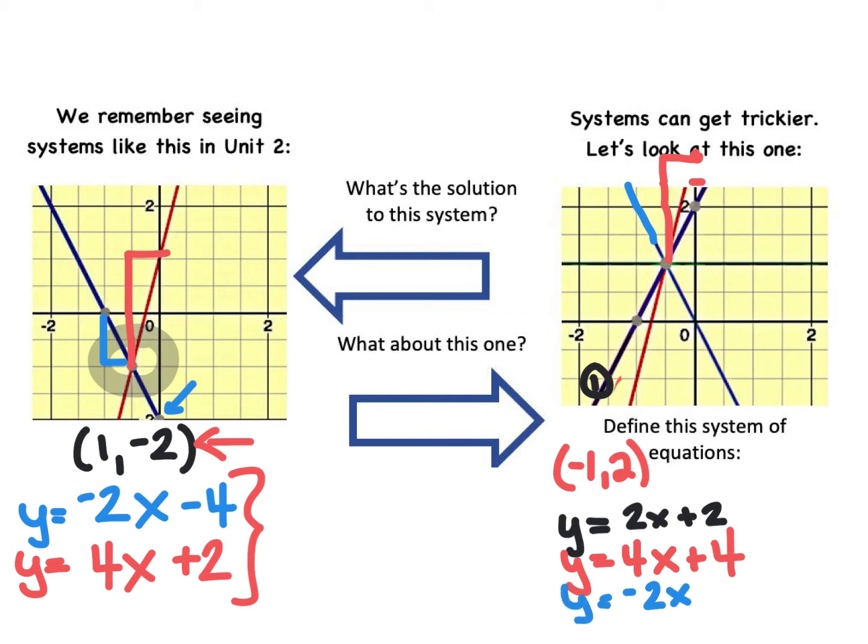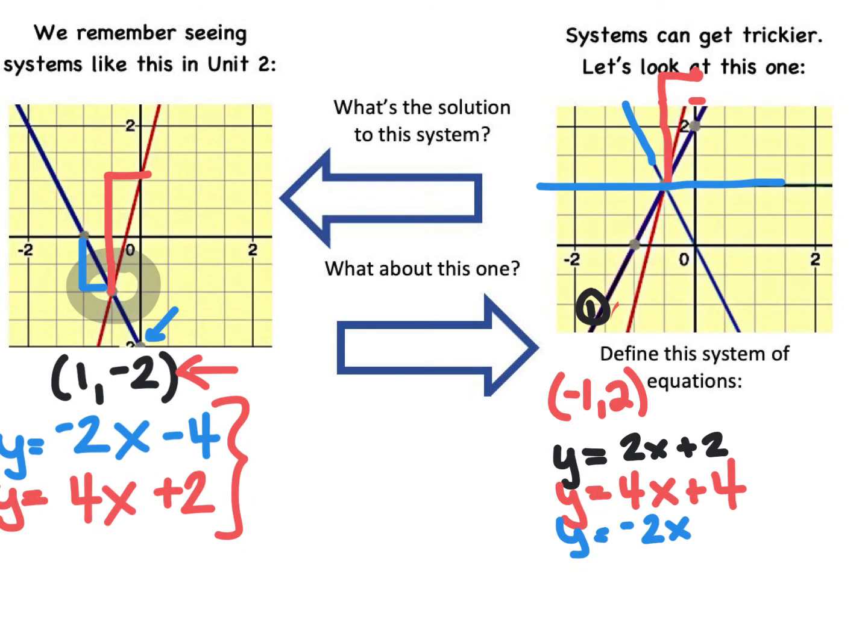This downhill line has a slope of -2, so y equals -2x, and it crosses at 0, so just y equals -2x. So I've got my 3 major lines, and then there's this horizontal one right here that is sketched in, and horizontal lines have a slope of 0, so it would just be y equals 0x plus 2, or y equals 2. So all 4 of these lines intersect at the point -1, 2.